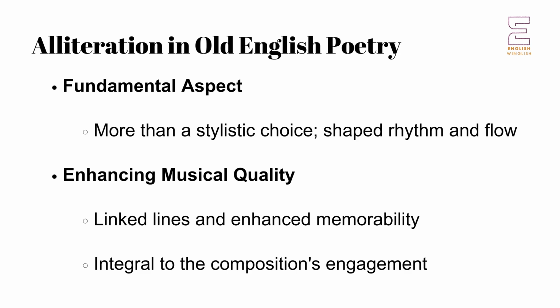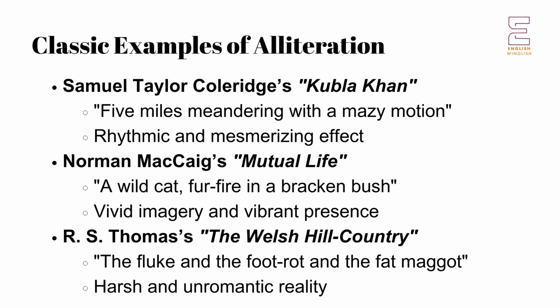Poets relied on alliteration to link lines and enhance the musical quality of their compositions. This technique was so integral that it shaped the rhythm and flow of the poems, making them more memorable and engaging for listeners and readers. Classic examples of alliteration. Classic literature is replete with examples of alliteration. S.T. Coleridge's famous description of the sacred river Alph in Kubla Khan exemplifies this device.